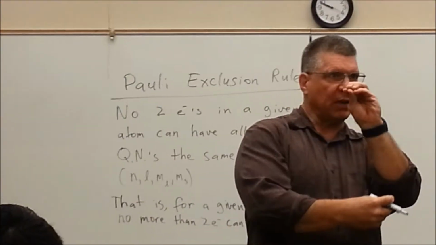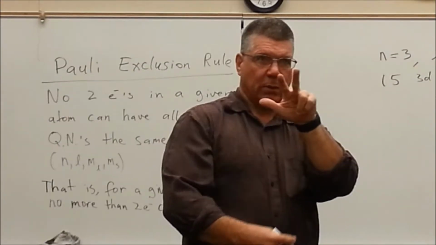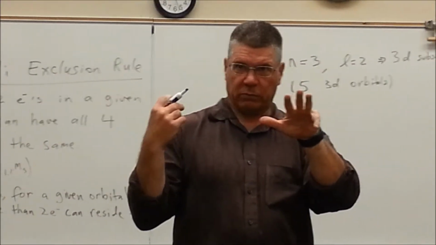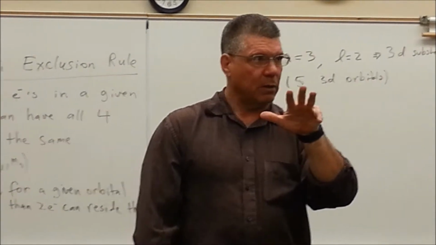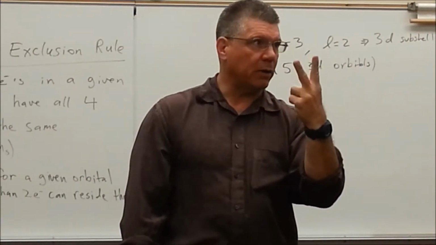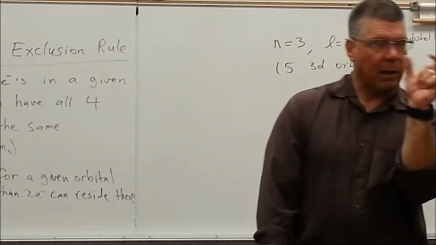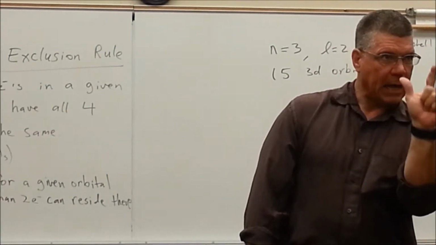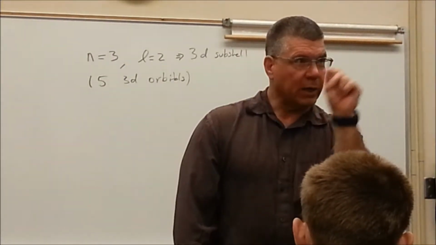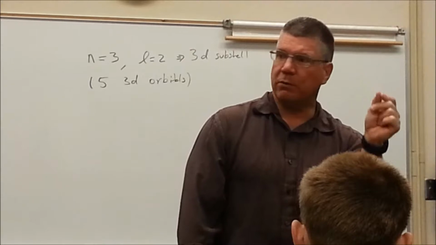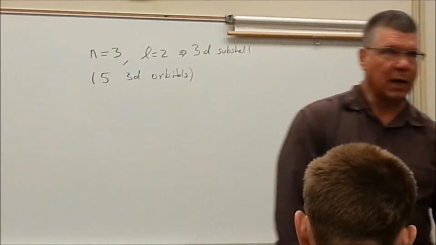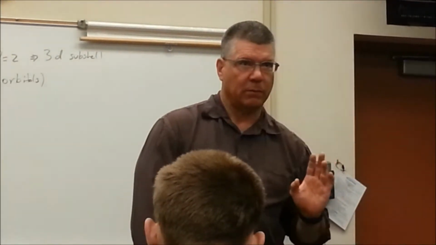Everything's the same: n, L, m sub L. M sub S can't be the same, or else we violate the Pauli exclusion rule. It has to be different, and there are only 2 values for m sub S, plus half and minus half. What that means is that in that one orbital where we picked n, L, and m sub L, because we still have m sub S, we can put 2 electrons in there. They'd have to have different values for m sub S. But once we do that, we can't put any more electrons in. Did you guys follow all that?